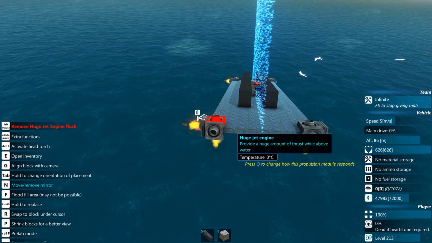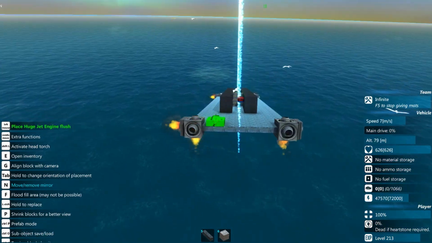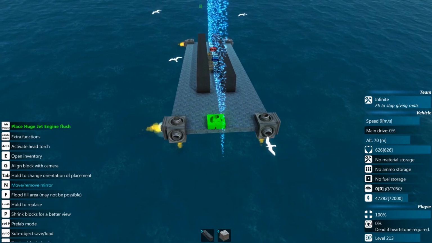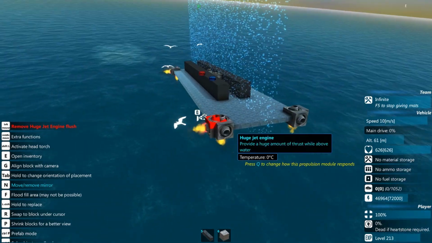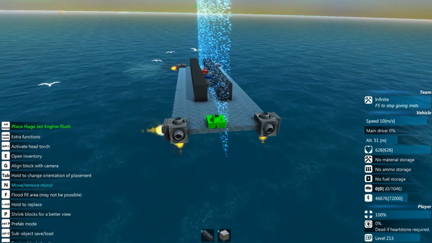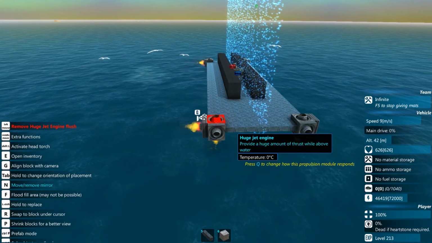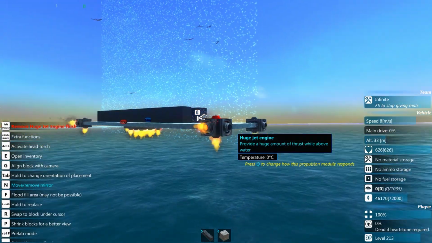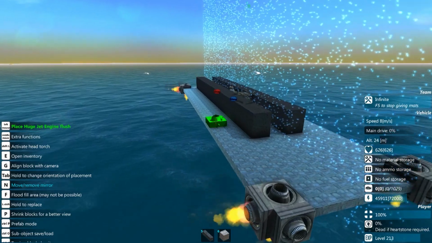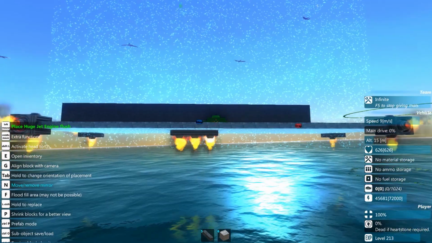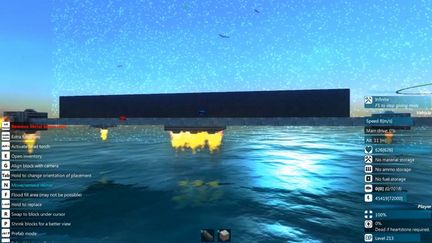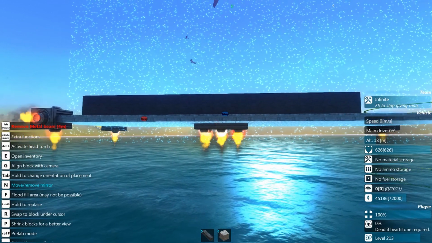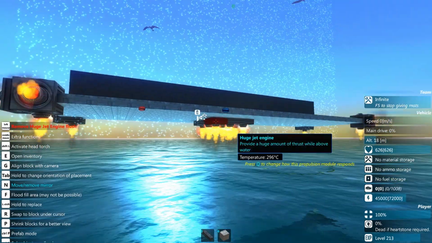Well, if we look at the roll, these aren't spaced very far away from the center of mass. That's about 3 beams worth, so that's probably about 12 blocks away from the center of mass. So these aren't exerting as much roll control authority as we would like. And in fact, it looks like I don't have enough power to power all of my jet engines here. So I've started slowly going down.